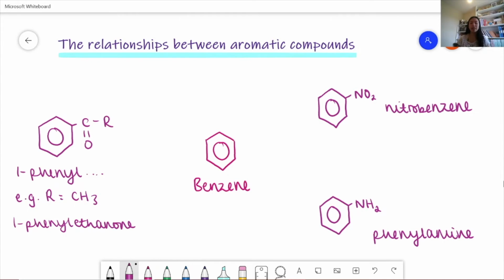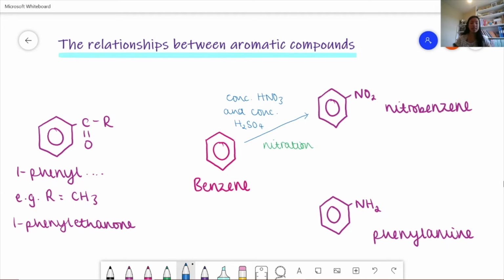And so now we can put in some arrows to just look at all the different reactions. So to get from benzene to nitrobenzene, what we need to do is we need to nitrate it. So this is a nitration reaction. And what we need to use is concentrated nitric acid and also concentrated sulfuric acid. And sulfuric acid is the catalyst.